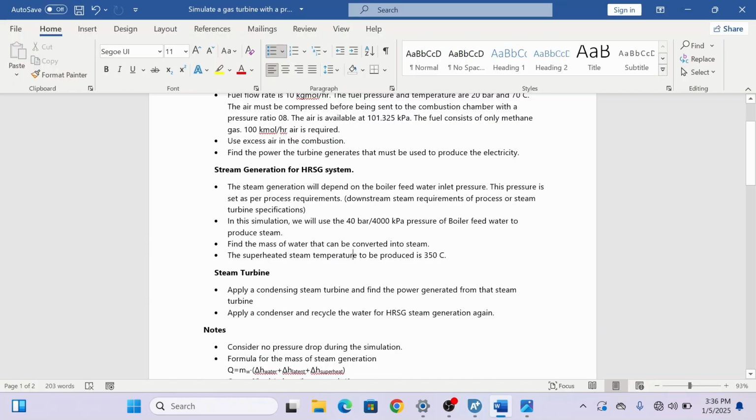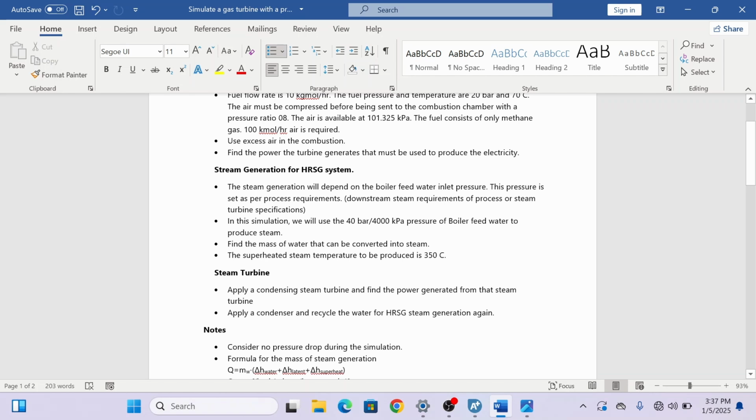Now we move to the second part of our simulation. Now we are going to simulate our HRSG system. Here, the steam that you want to produce will be specified by you. So now I want to produce steam at 40 bar pressure, or 4000 kilopascal pressure.